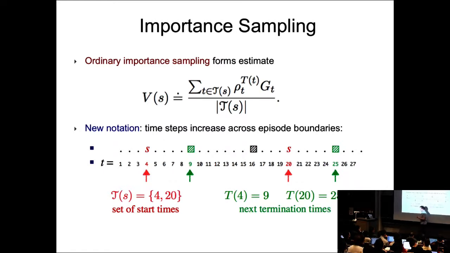So think of it as follows. You're running the thing, you start at a particular state, you're executing your policy, you're terminating. You're running it, you're executing your policy, you're terminating. So you have these numbers, state S at time 4, you terminate, state S at time 20, you terminate, right? So now the set of start states is 4 and 20, right? Because those are the times that you've actually started at a particular state S. And so now you can evaluate what the value is here, right?